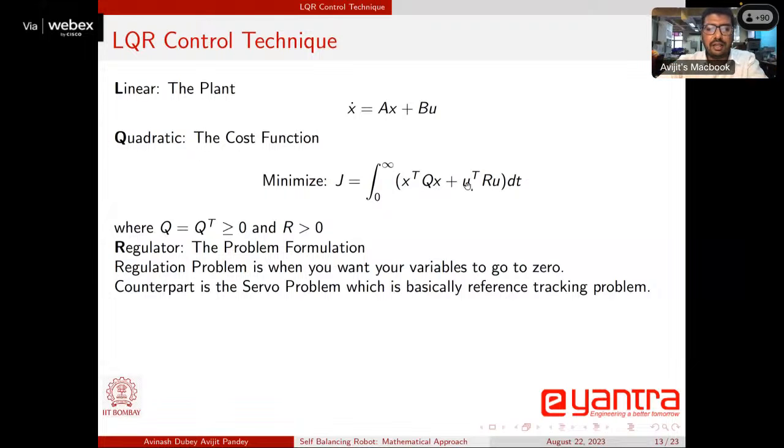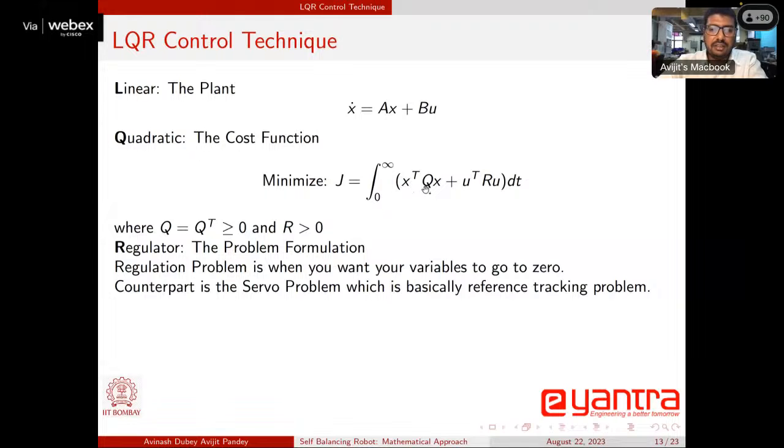Before that, why is this called a regulator? Because here we want to make all the states, all the variables of the system, go to 0. That is called a regulator problem. That's why linear quadratic regulator. There's also another type of problem called the servo problem, where we try to track the variables instead of making them 0. So we are trying to minimize this cost function.